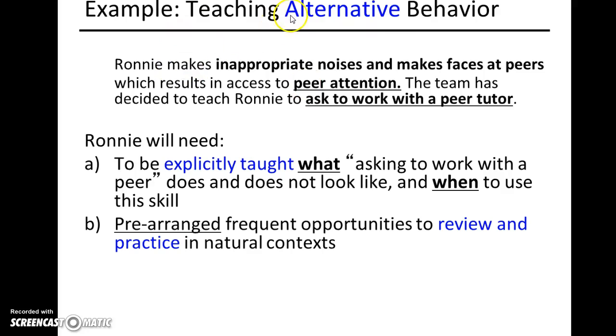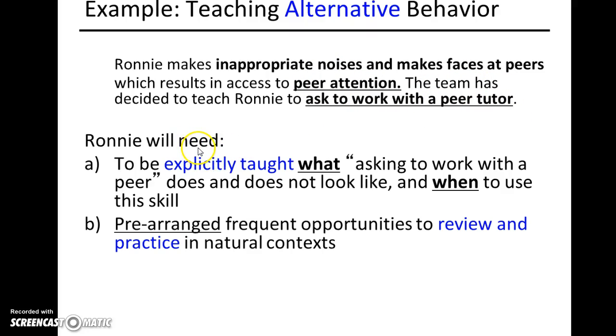So here's an example of the alternative behavior. Ronnie makes inappropriate noises and makes faces at peers, which result in access to peer attention. And the team has decided to teach Ronnie to ask to work with a peer tutor. Okay, so again, it's saying they're getting the same function, which is peer attention, but more appropriately, which is a peer tutor.